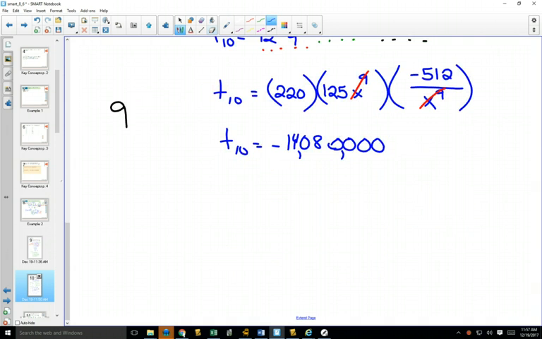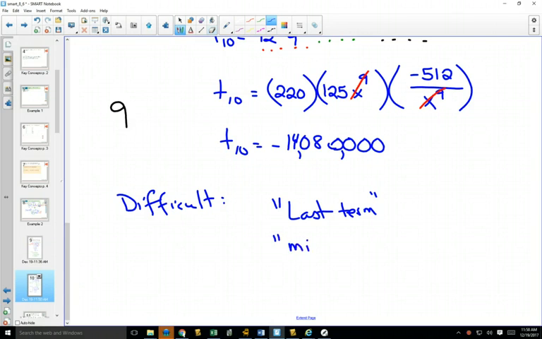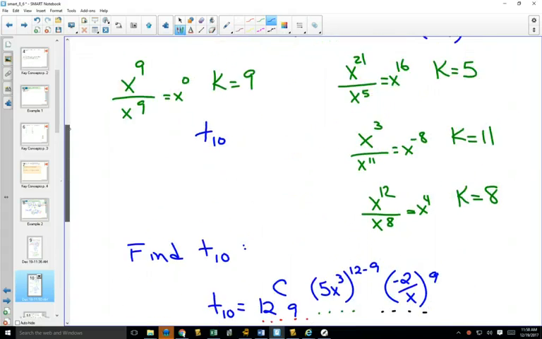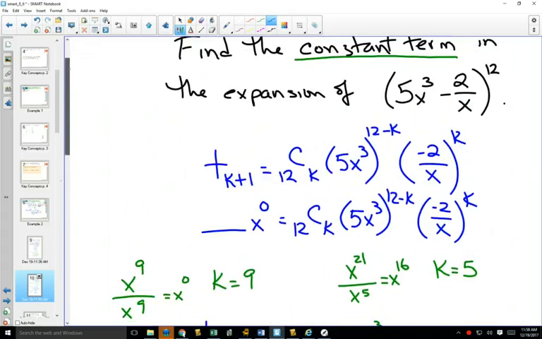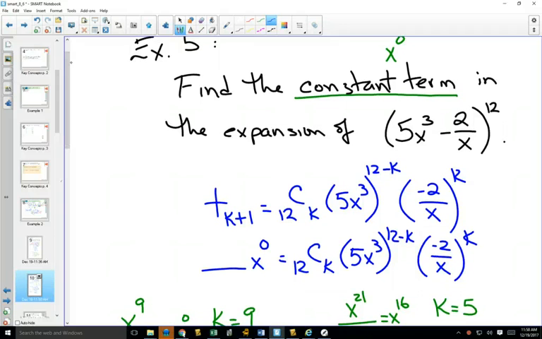If I would summarize the difficult ones, they have words like, you did one already that said last term. So you need to know how many terms there are in order to find the last term. There will be some questions that say, find the middle term. So for example, in this one, if I asked you to find the middle term in example 5, you would have to know that there's 13 terms. Which is the one in the middle? The term 7 would be the one in the middle.